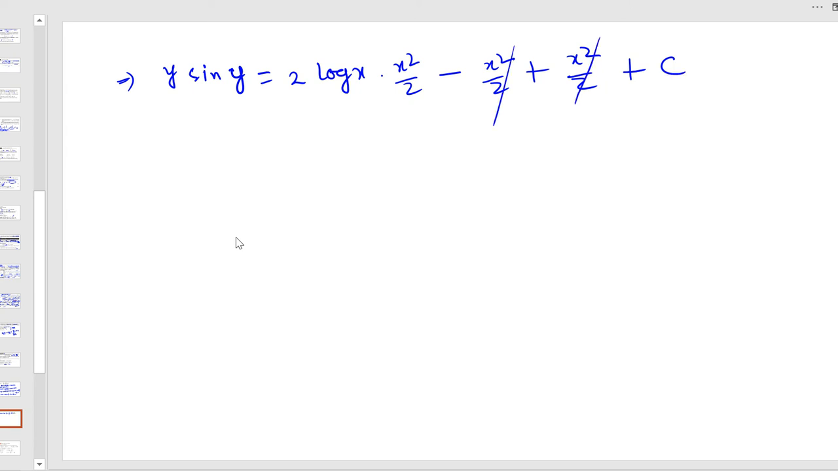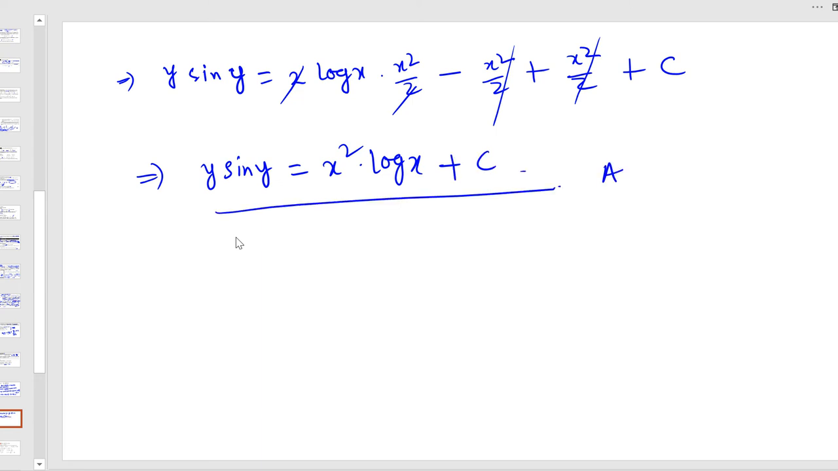So these two will get cancelled. So we have y sin y equals, these two and these two get cancelled, so x square logarithmic of x minus, that minus, here it will be plus. So this is our answer for this problem.